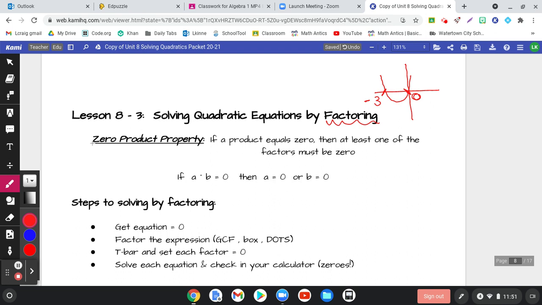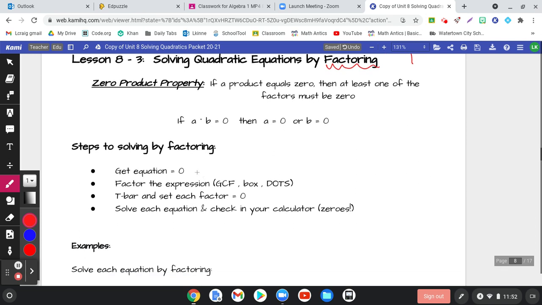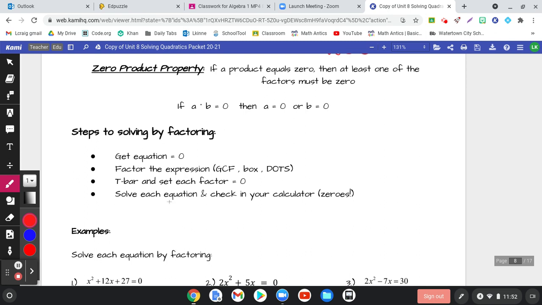One thing you're going to need to use is the zero product property, which basically means if a product equals 0. So if you multiply two things together to equal 0, then at least one of the factors must be 0. So let's take a look at some examples, and then I'll show you what I mean by that.